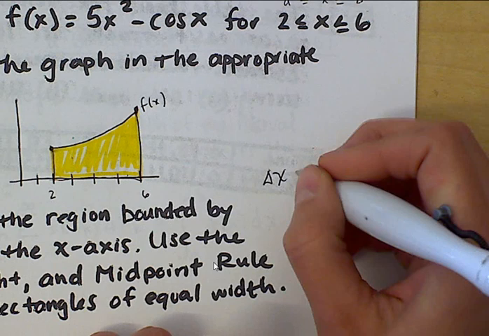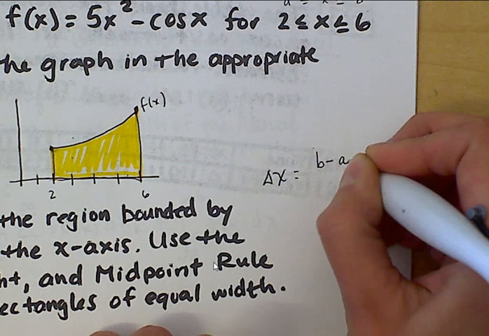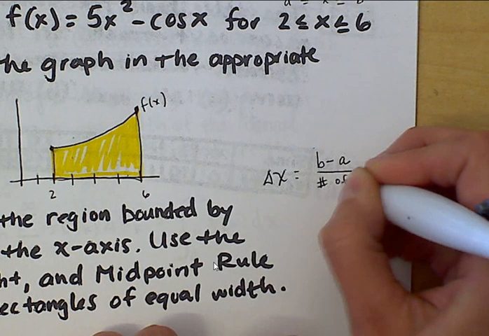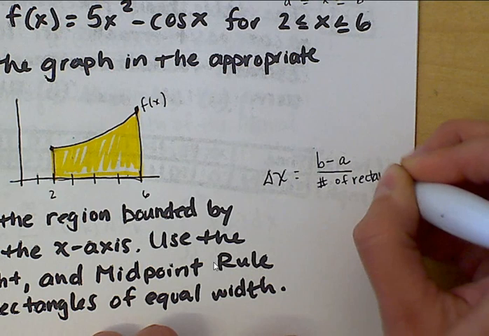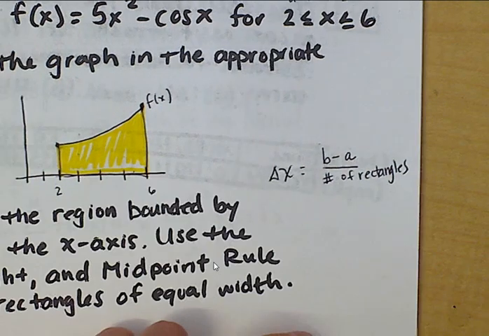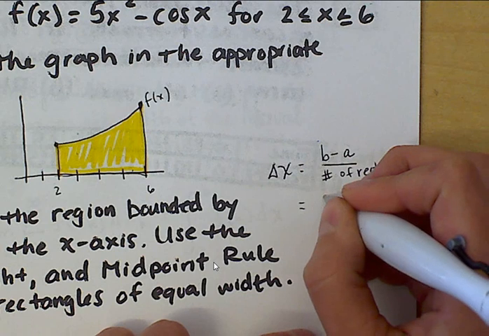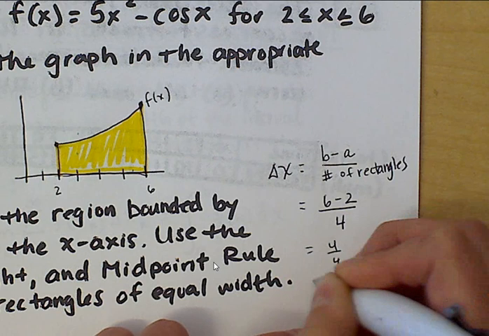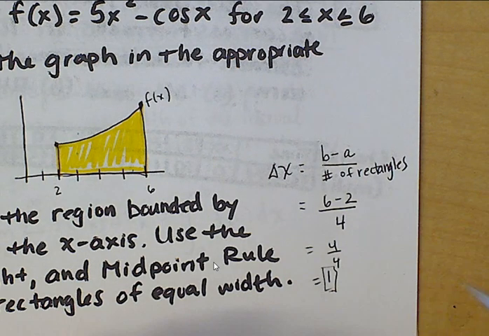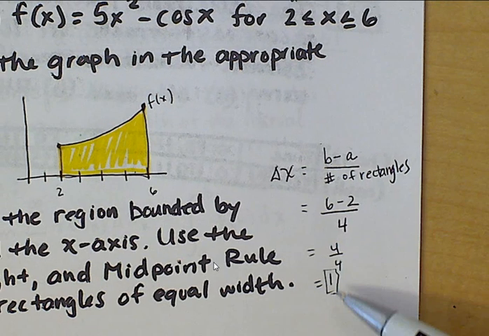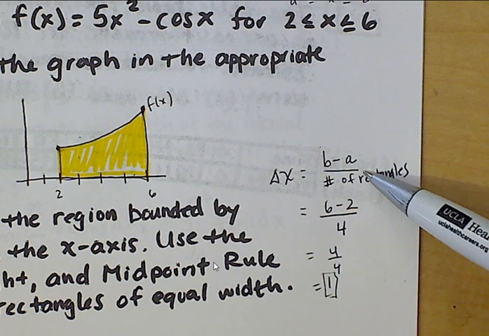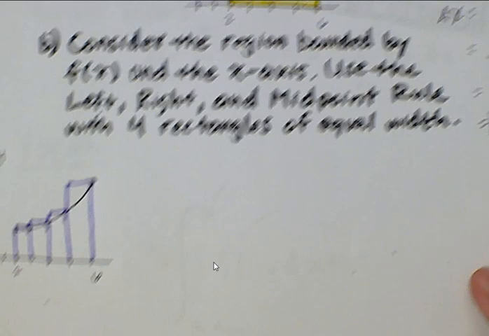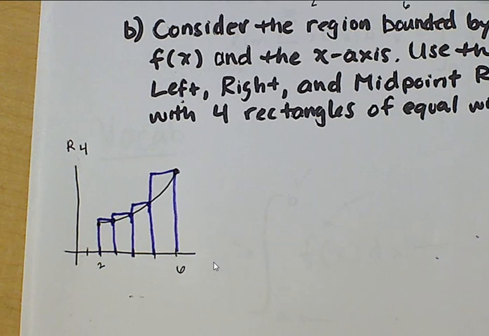The change in x can be the interval length, so the length of the interval is b minus a, divided by the number of rectangles. So in this case, it would be 6 minus 2 divided by 4, which is 4 divided by 4, which indeed equals 1. Sometimes it's not always going to be 1, and you can always use this method to figure out what your change in x is if you're having a hard time visualizing that. So our change in x is indeed just 1 in this case.